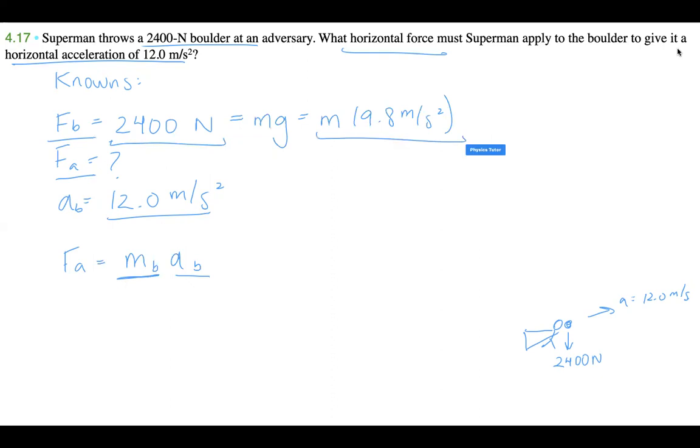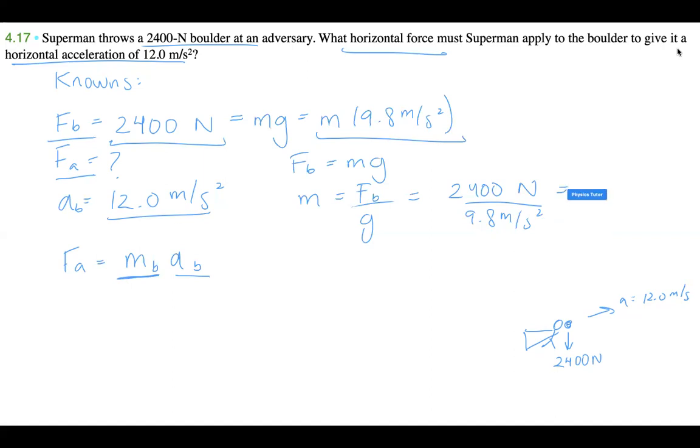So if we have FB is equal to mg and we want m, then we just have to do FB divided by g is equal to m. And that is going to be 2,400 newtons divided by 9.8 meters per second squared. And that is going to give the boulder a mass of 244.9 kilograms.